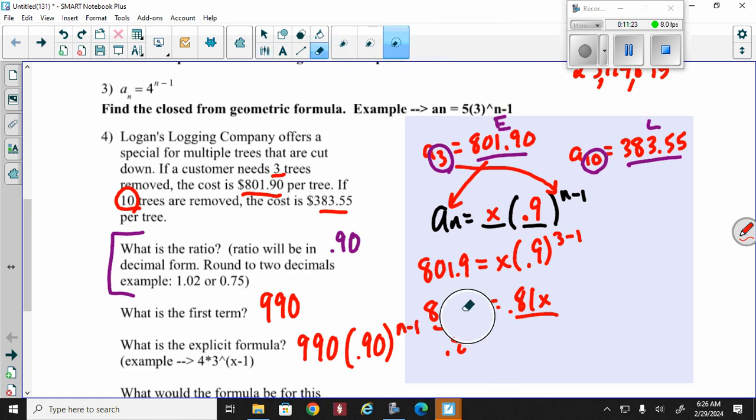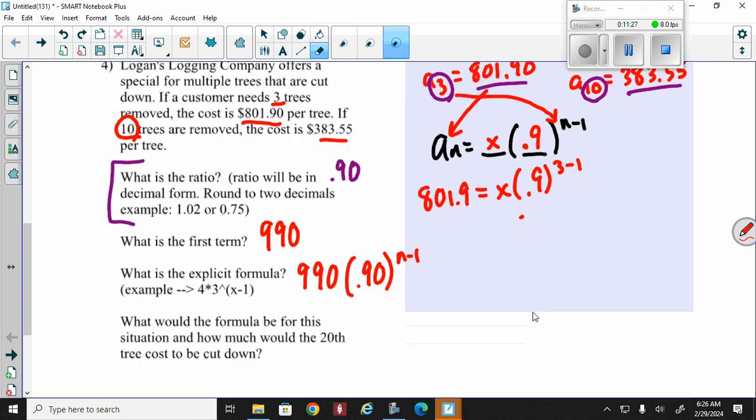All right, and then let me clean this up a little so it doesn't all run in together. What would the formula be for this situation? I already found that one. And then that must have been a copy paste job. All right, mistake. And the 20th term. All right, there we go.